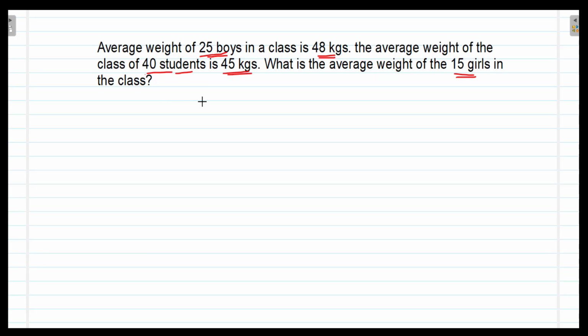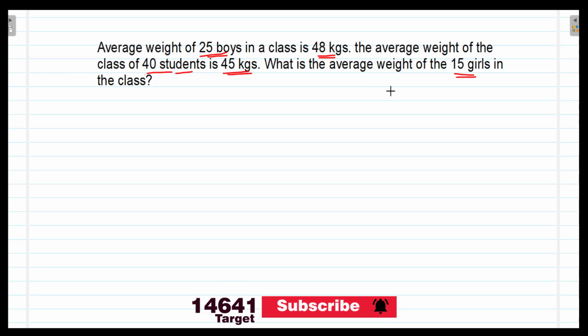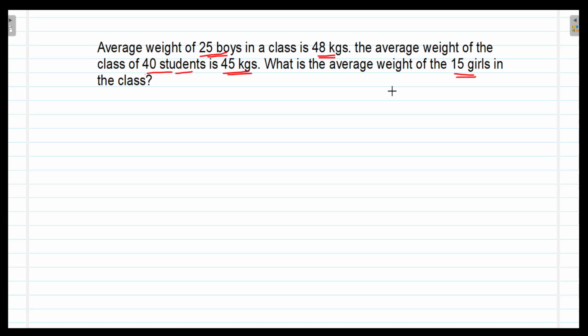Friends, it is very simple. The total weight of the class minus the total weight of the boys will give you the total weight of girls. And if the total weight of the girls is divided by the number of girls, that will give you the average weight of the girls.